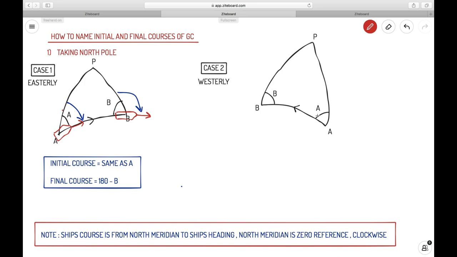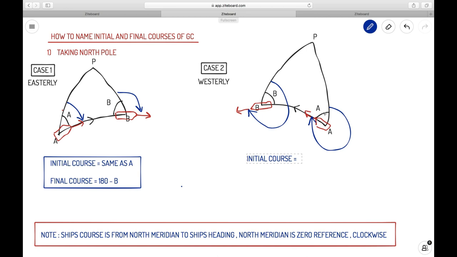If you see the diagram, you're traveling from A to B, and you need to draw your ship first. This should be your first move for solving these types of questions. Draw your ship at A. So you have your heading like this, and finally your ship will be heading like this. As we discussed, your course will always be from your meridian. In this case, this is your meridian north, and the ship's head is this way, and it's always clockwise. That means this blue line will be your initial course, and your final course will be from meridian to ship's head. That will be from here to ship's head. This will be your final course.